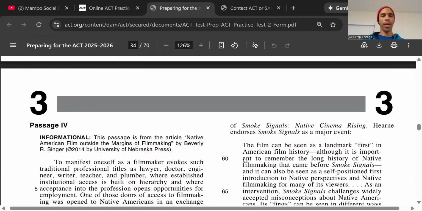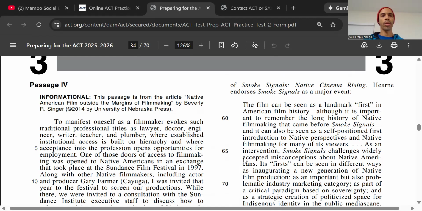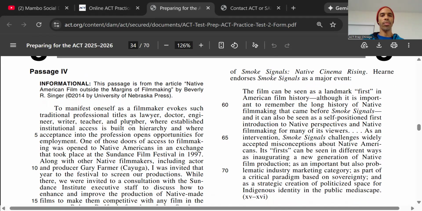Okay, and our last passage, informational. This passage is from the article Native American Film: Outside the Margins of Filmmaking. All right, so we kind of got what that is, right? A film that's outside the margins of filmmaking means something unique maybe about this film that's different from the average film. To manifest oneself as a filmmaker evokes such traditional professional titles as lawyer, doctor, engineer, writer, teacher, and plumber, where established institutional access is built on hierarchy and where acceptance into the profession opens opportunities for employment.